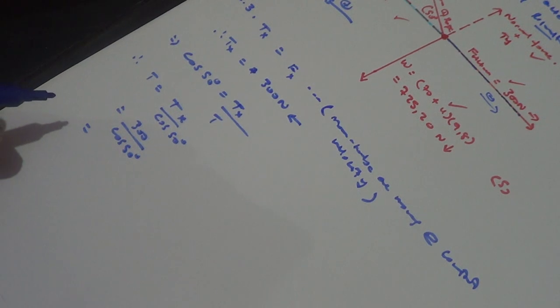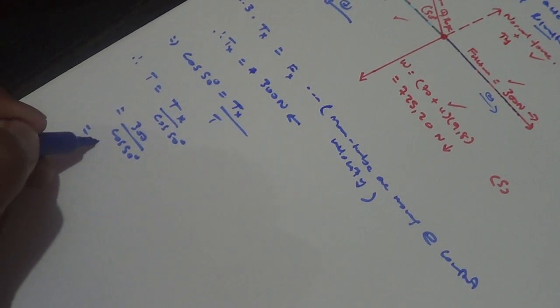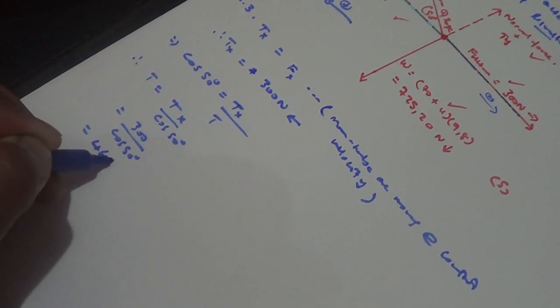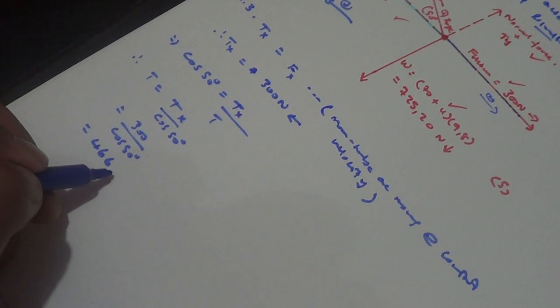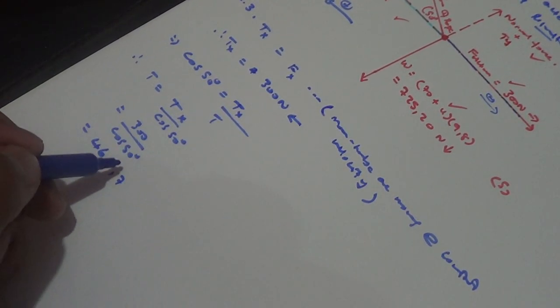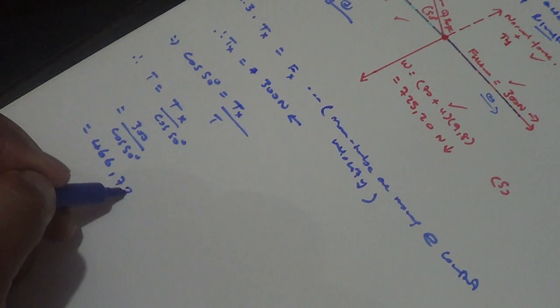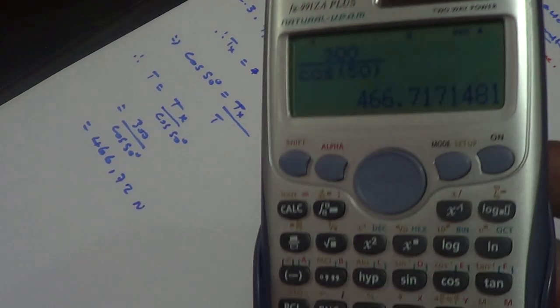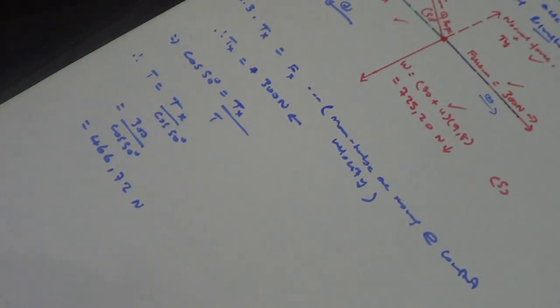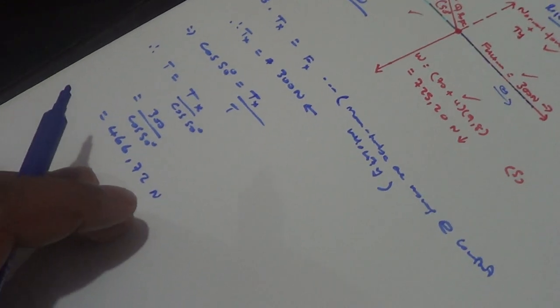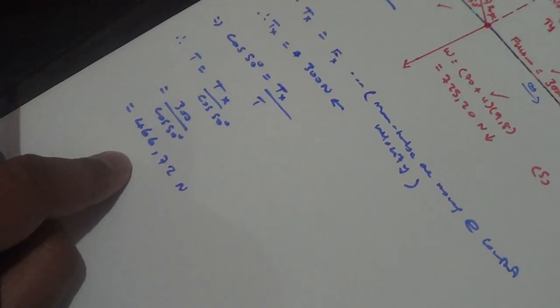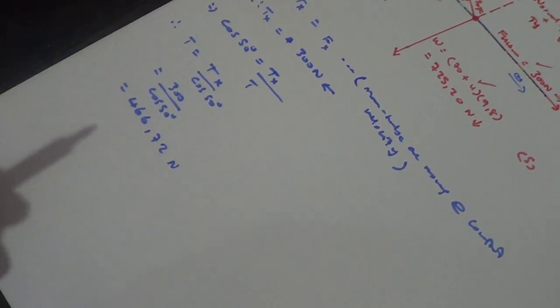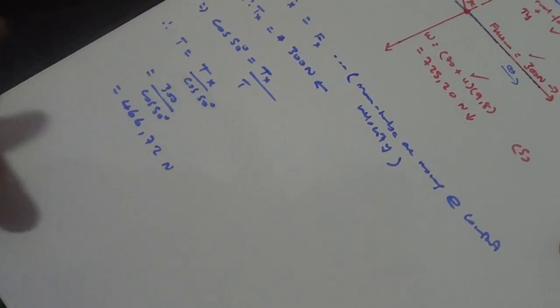So let's see, 300 over cos of 50 is 466.7. Remember, they say at least two decimal places. This is going to be 466.73 newtons. So to two decimal places is like that. So what I have here, this is the tension on my string. But always remember the direction. So here is the direction.